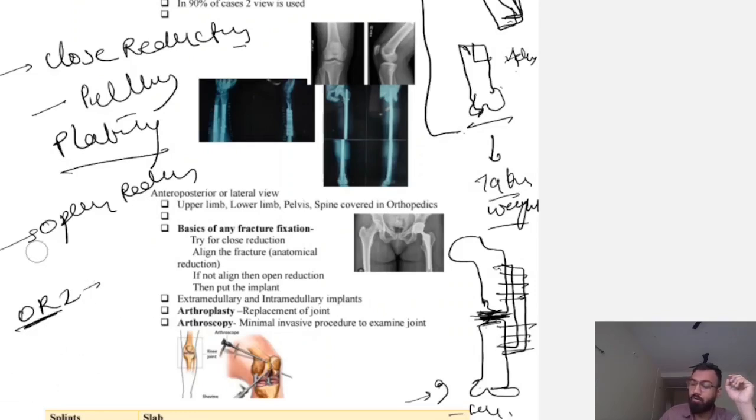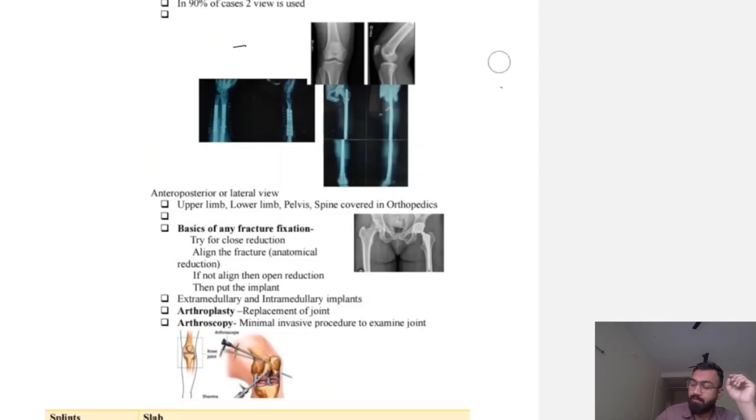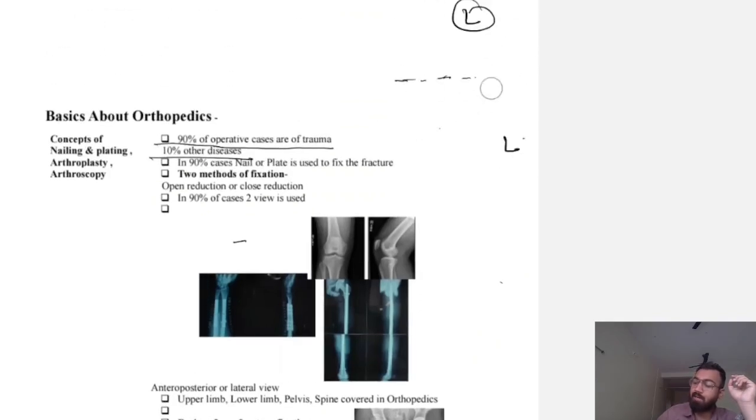Okay, now we have learned about ORIF plating. Now let's talk about what is nailing. So what can you do to fix a bone? Just tighten a screw on top.